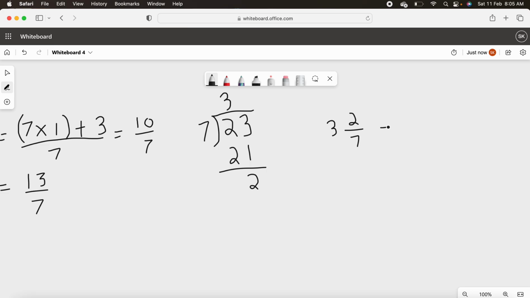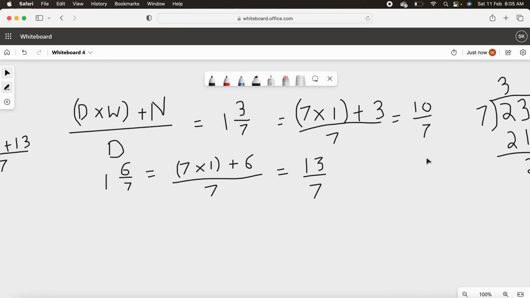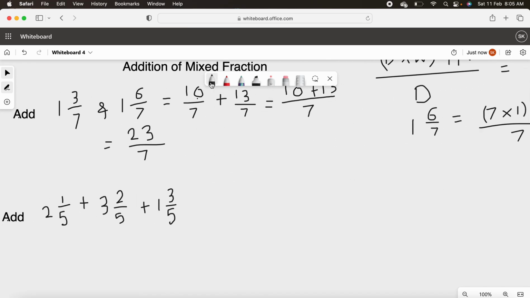Don't go by formula and all. Now again, if at all you want to check your answer, is it correct? 7 threes are 21, 22, 23, 23 by 7. Correct. Okay. So the answer is what? Where is the question, man? The answer is nothing but 3, 2 by 7. This is the answer. I'll do one more problem and then we'll take a break.